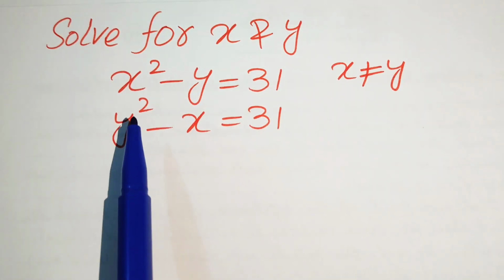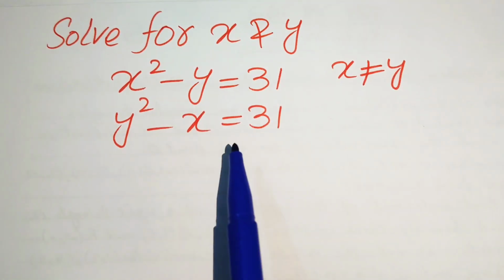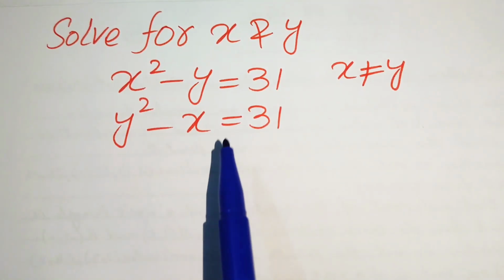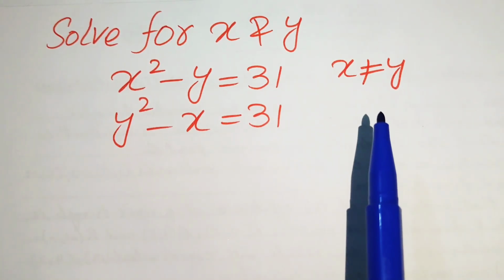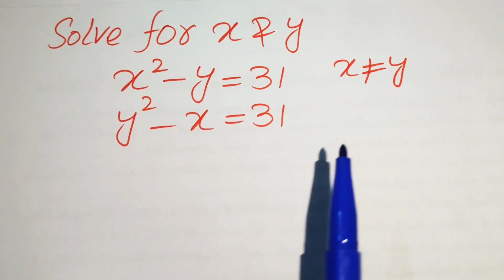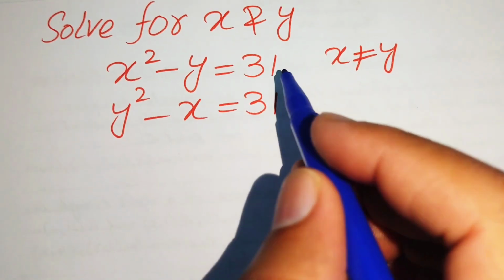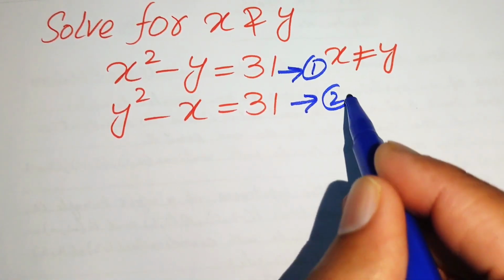And here we have x square minus y equals 31 and y square minus x equals also 31, and we solve this problem for the values of x and y when x and y are distinct, or x and y is not equal. So here first we say that this is equation number 1 and this is equation number 2.